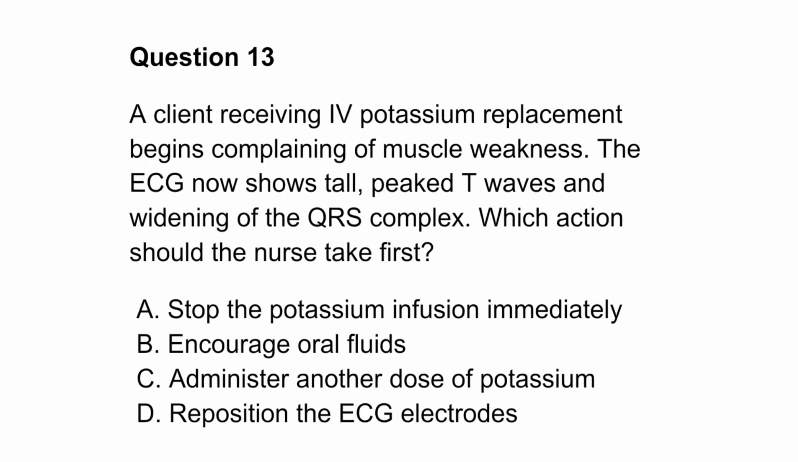Question 13. A client receiving potassium replacement begins complaining of muscle weakness. The ECG now shows tall, peaked T waves and widening of the QRS complex. Which action should the nurse take first?